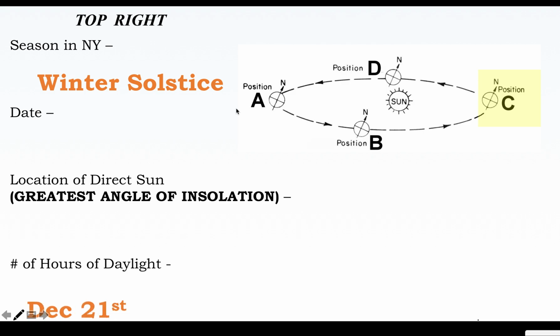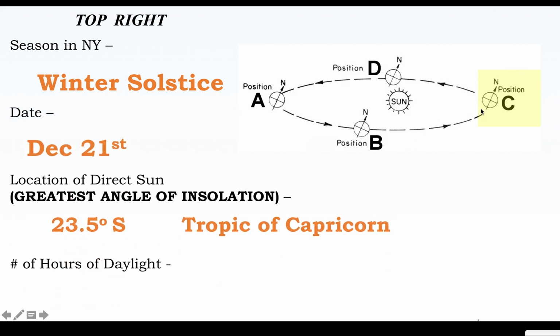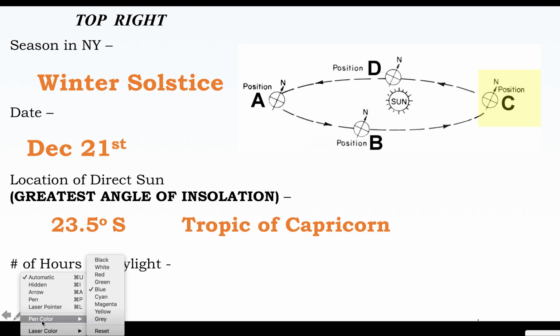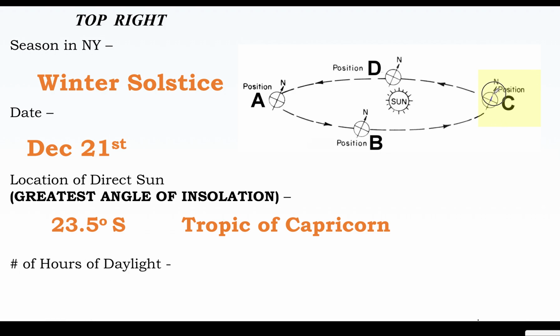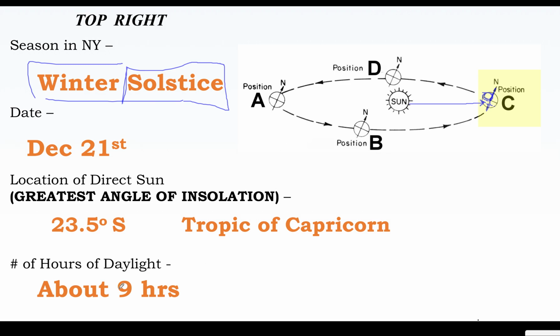Our second solstice date would be winter solstice, and again we are facing away from the sun. In this case, we're tilted away. So the sun's rays are most intense in the southern hemisphere at the Tropic of Capricorn. That means that it is cooler in the northern hemisphere up here, and that's why it's our winter. Solstice means that it is unequal day and night. So in winter, we know we do not see a lot of daylight. We're probably at about 9 hours there.